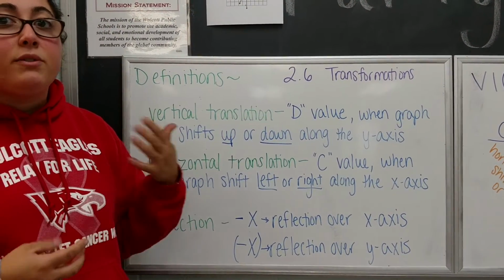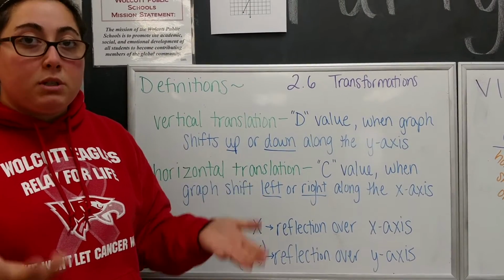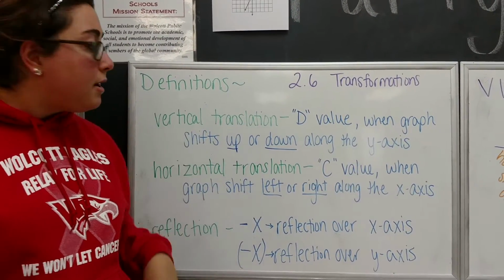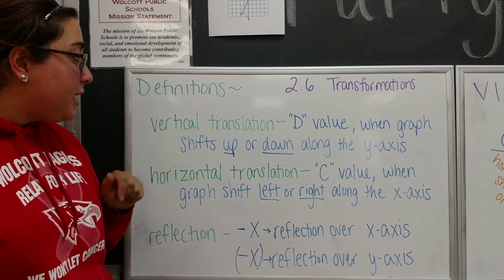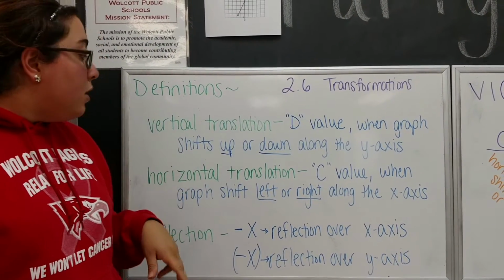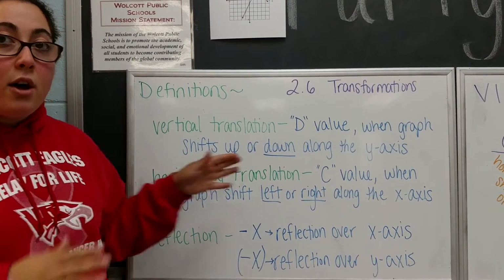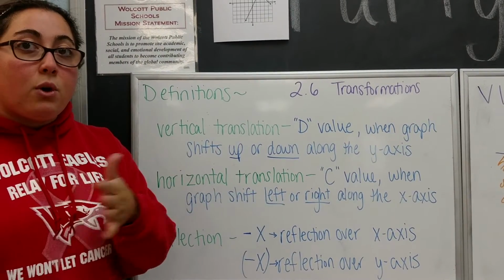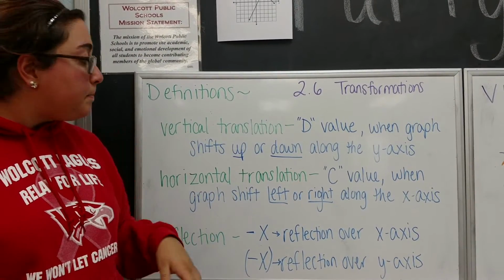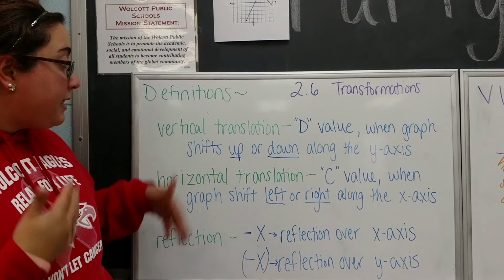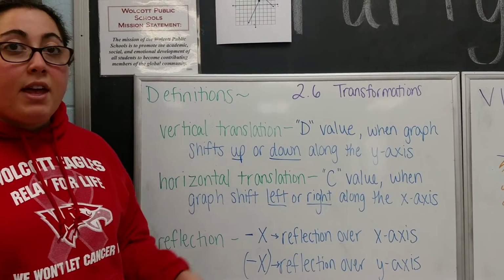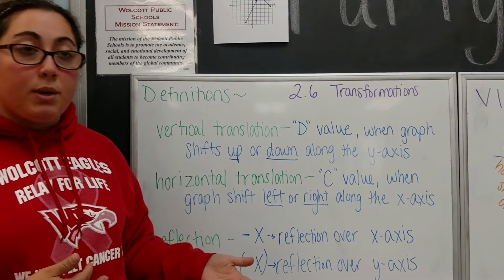So you would say there's a vertical shift up 4 units, which means that the graph moves up 4 units. For a horizontal translation, that's known as your C value. So when the graph shifts left or right along the x-axis, so that moves the graph horizontally along your x-axis, which might be said something along the lines of you have a horizontal shift to the right 5 units.